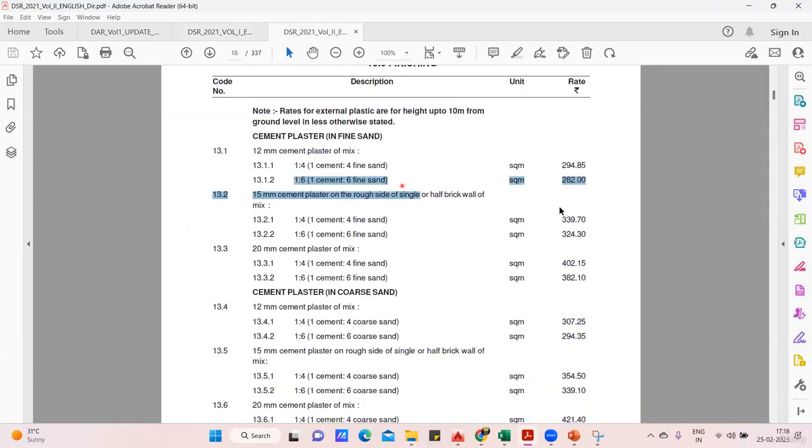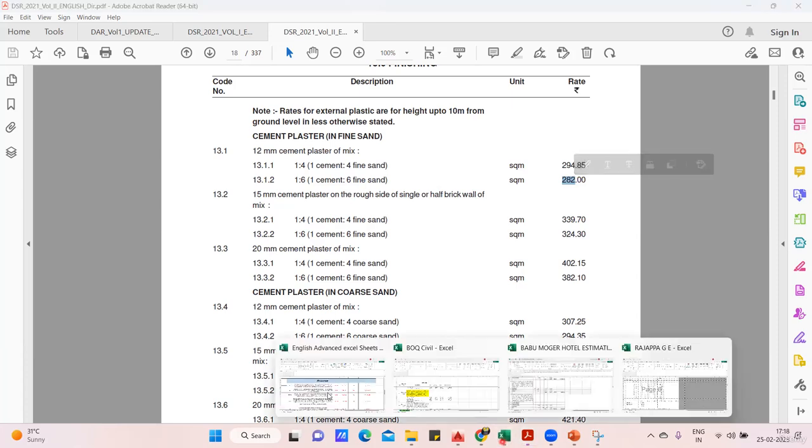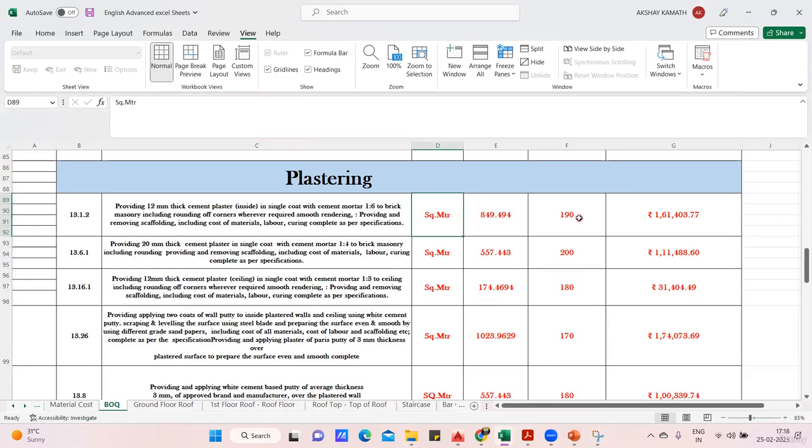For 1:6, what is the rate given by the DSR? It is 282 rupees. So directly you can pick this rate and put 282. Right now I put 190, I'll put 282, no problem. Finish. Now come to the quantities. This is only a 12 mm thick plaster. So I have to go to my sheets now, where I've taken the plastering quantity.